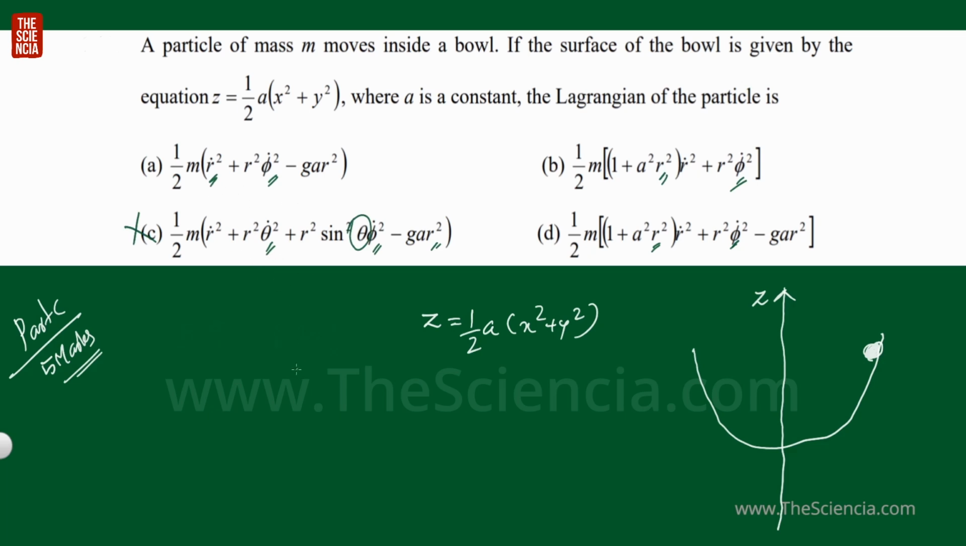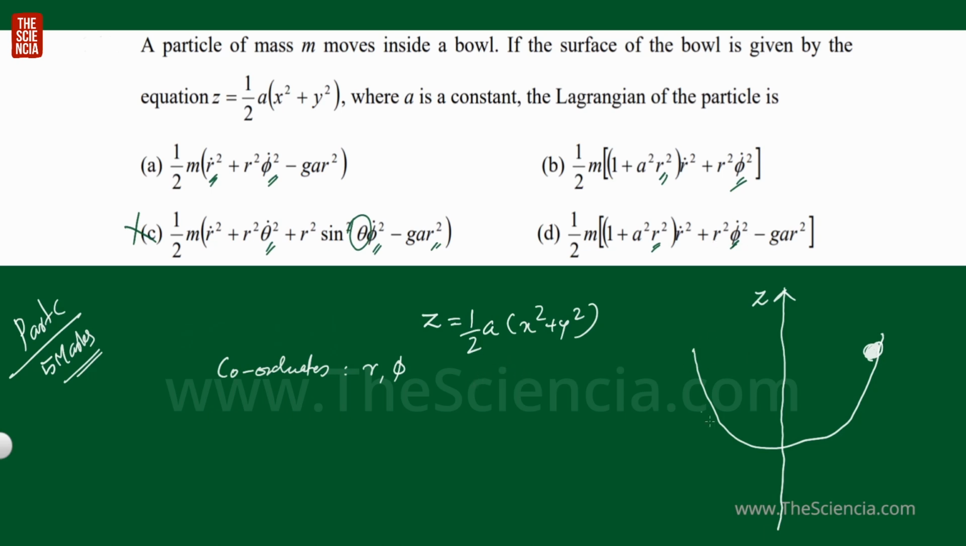Here, what are the coordinates given? The given coordinate r is there, right? And the other coordinate phi is there. Theta is not given. We have excluded this option, right? Because this is the odd one among all the three. So there is no other coordinate, right?